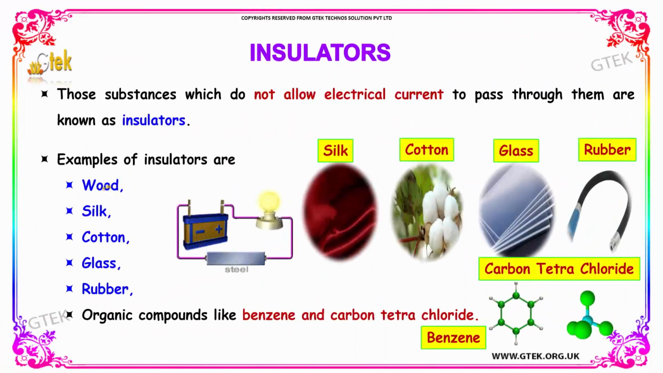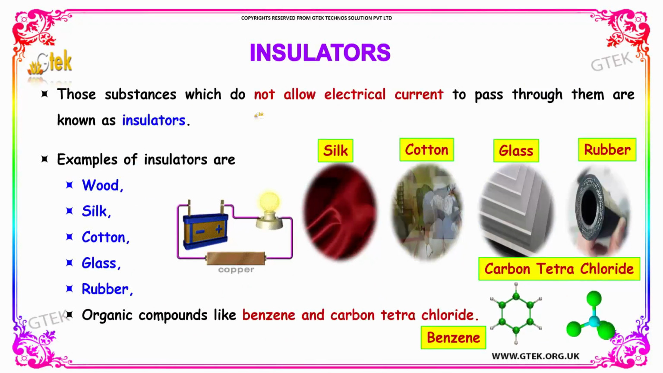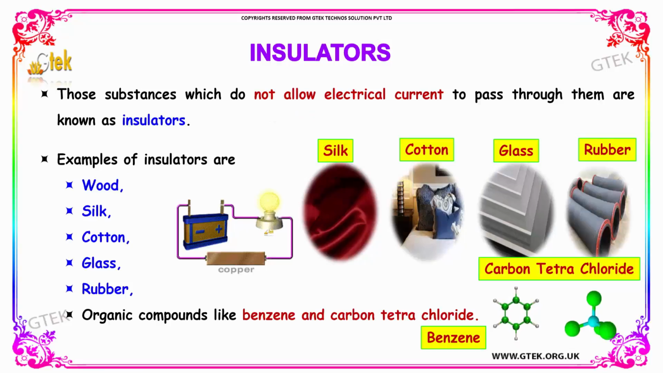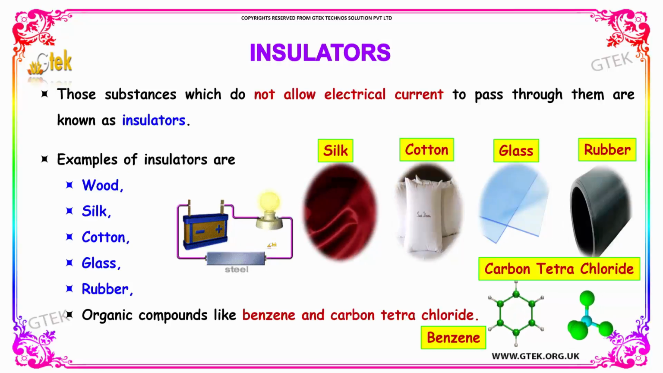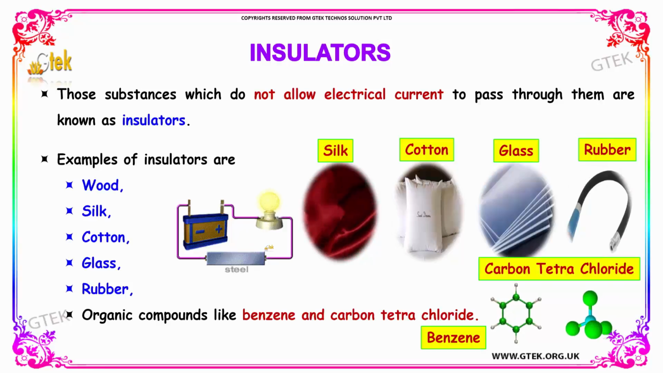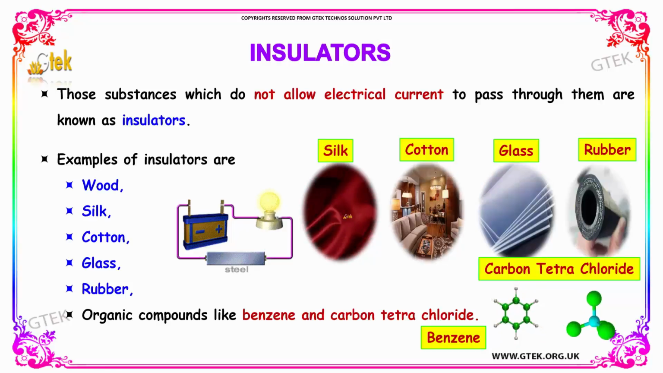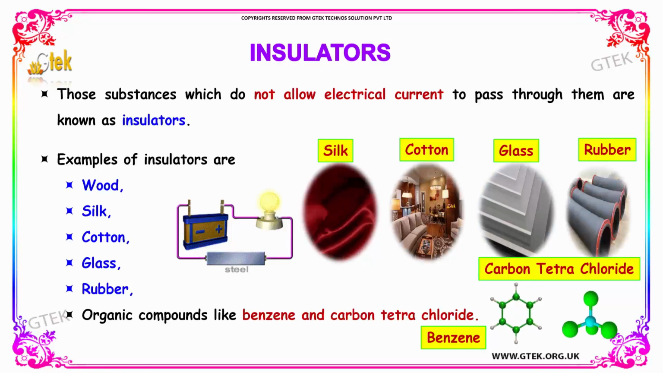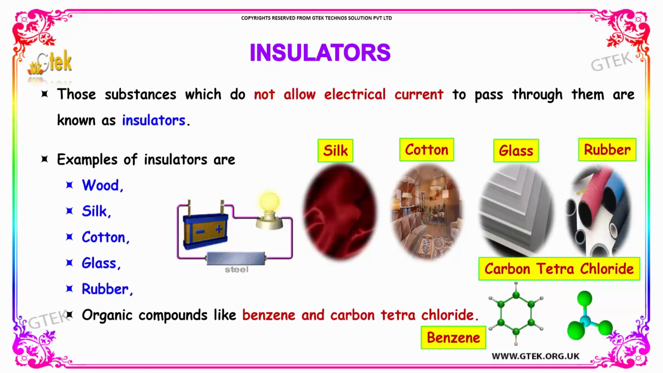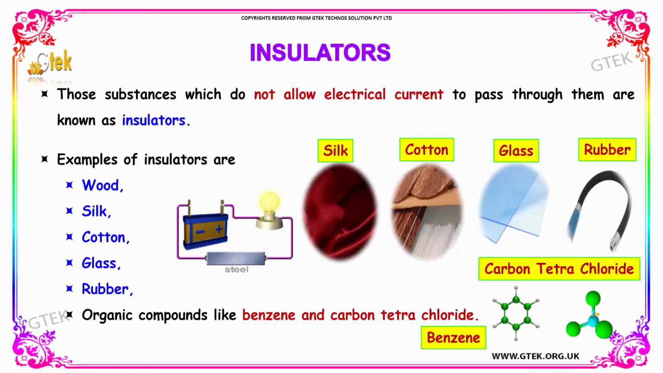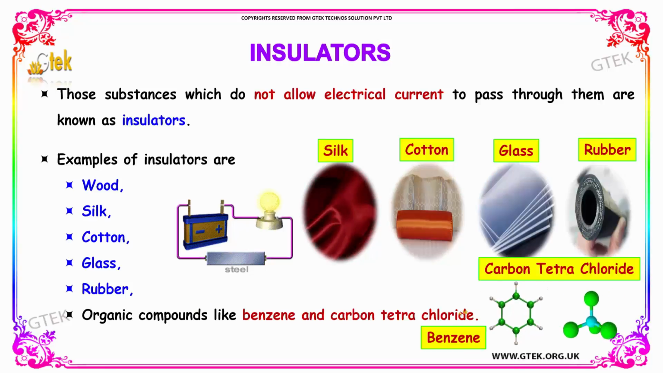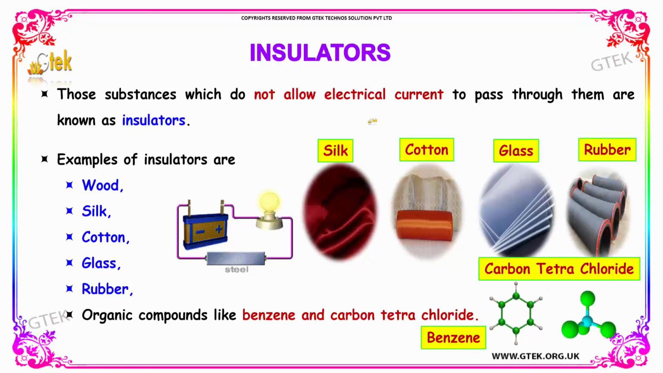Next, we'll talk about the insulator. The substances which do not allow electrical current to pass through them are known as insulators. The typical examples are wood, silk, cotton, glass, and rubber. Organic compounds like benzene and carbon tetrachloride also won't conduct electricity.